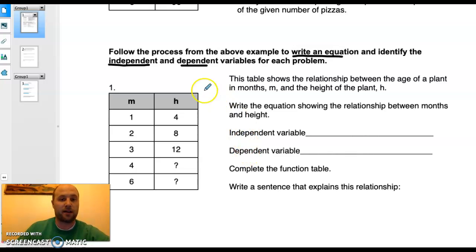Well, we just kind of talked about it. Months doesn't depend on the height, right? Months come and go regardless of whether the plant grows or not. So months are, right here, our independent variable. That means our dependent variable, what depends on it, is our height.